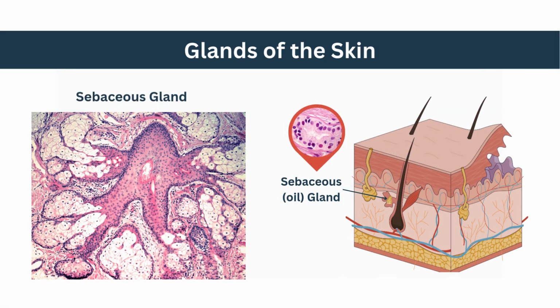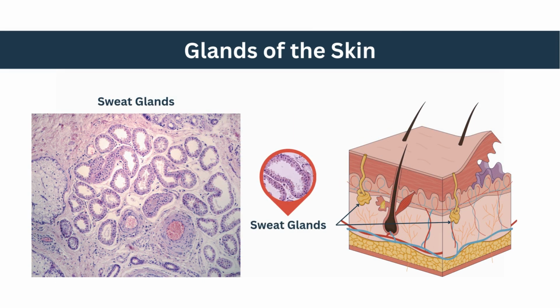Sebaceous glands are holocrine glands that secrete oil. The sweat glands are merocrine glands that produce sweat.